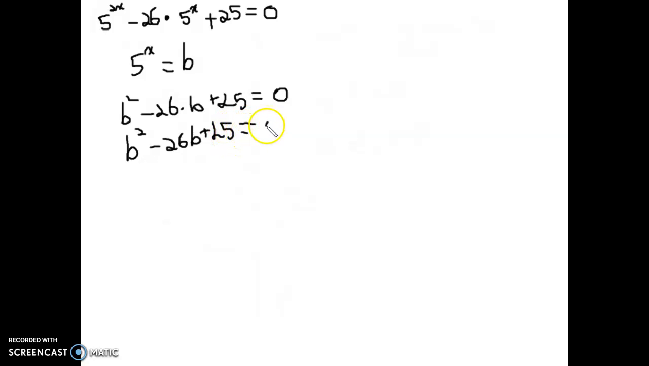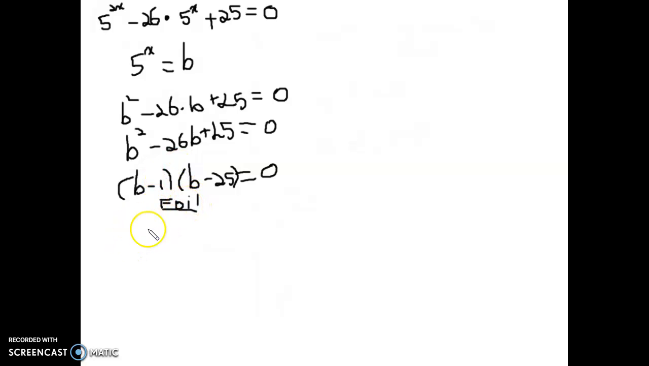And now what you see that we've created is a factorable trinomial, b squared minus 26b plus 25. And so we can just factor that as b minus 25 multiplied by b minus 1. And that would essentially create b squared minus 26b plus 25 if you applied FOIL. And so we have b minus 1 times b minus 25 is equal to 0, right?